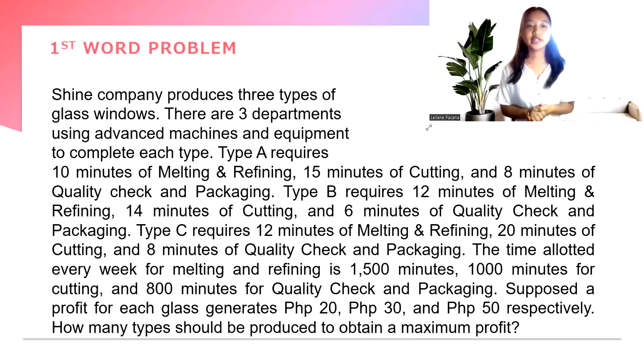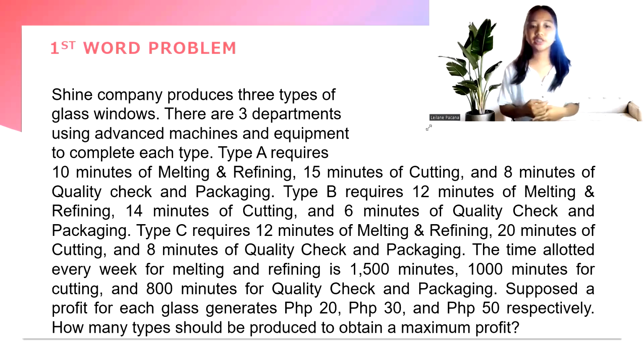So here it goes. Shine Company produces 3 types of glass windows. There are 3 departments using advanced machines and equipment to complete each type. Type A requires 10 minutes of melting and refining, 15 minutes of cutting, and 8 minutes of quality check and packaging. Type B requires 12 minutes of melting and refining, 14 minutes of cutting, and 6 minutes of quality check and packaging. Type C requires 12 minutes of melting and refining, 20 minutes of cutting, and 8 minutes of quality check and packaging. The time allotted every week for melting and refining is 1,500 minutes, 1,000 minutes for cutting, and 800 minutes for quality check and packaging.